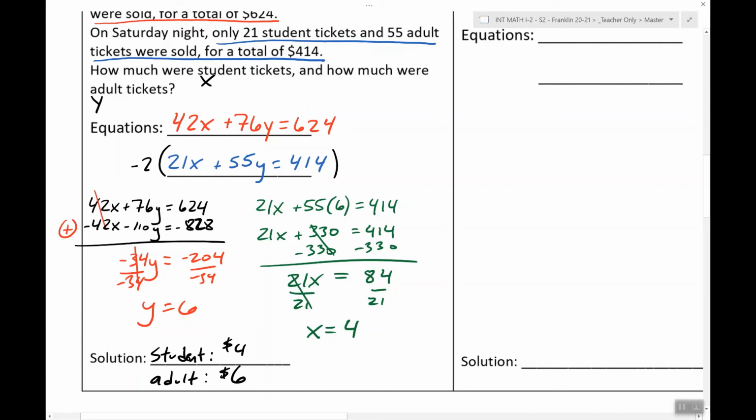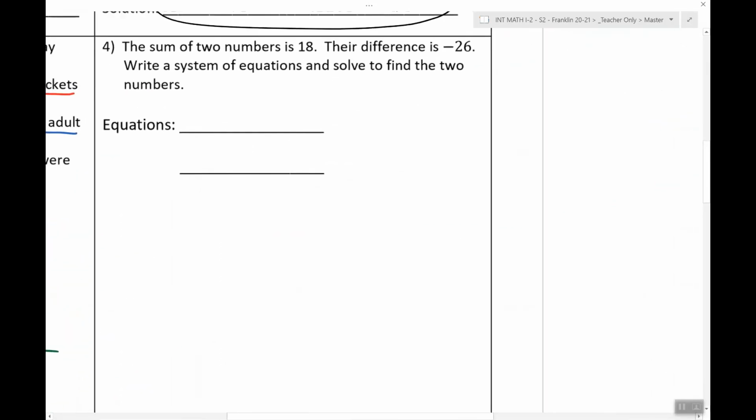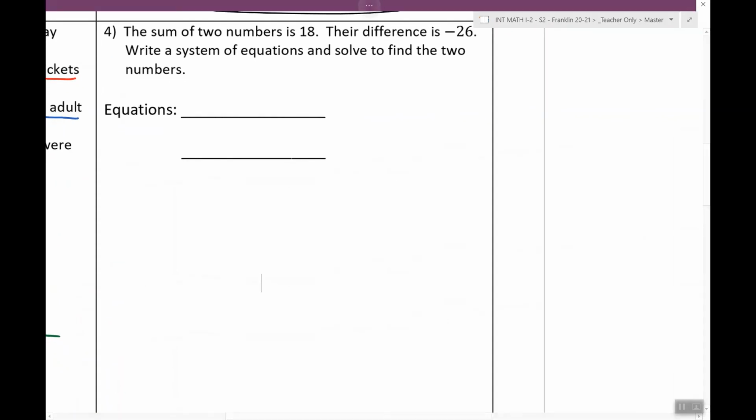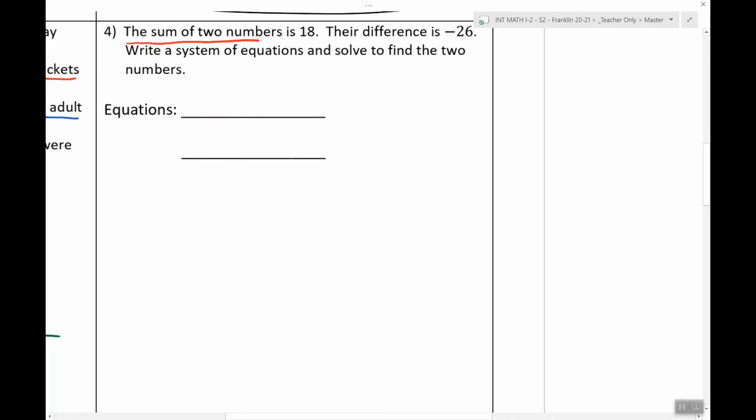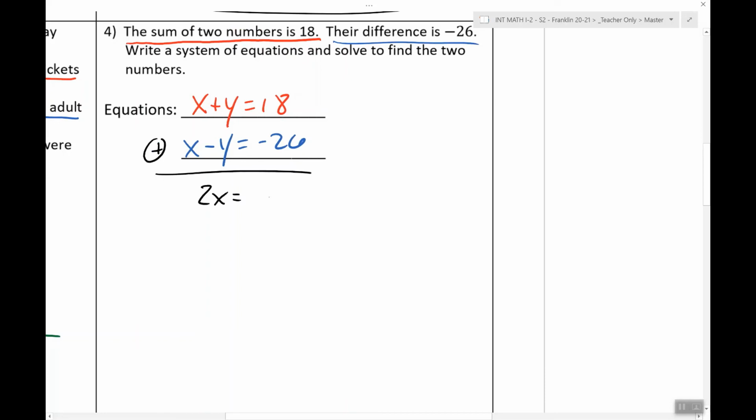Okay, final example here. The sum of two numbers is 18, their difference is negative 26. So another sum and difference problem. So first of all, the sum of two numbers is 18, that's x plus y equals 18. The difference is negative 26, so x minus y equals negative 26. And just like the first example, we can just use elimination here. The y's will cancel. 2x equals negative 8. So x equals negative 4.